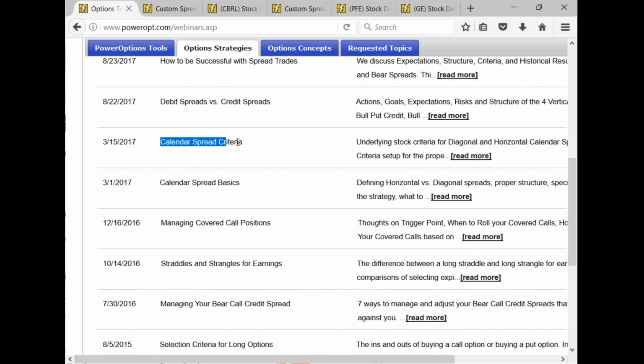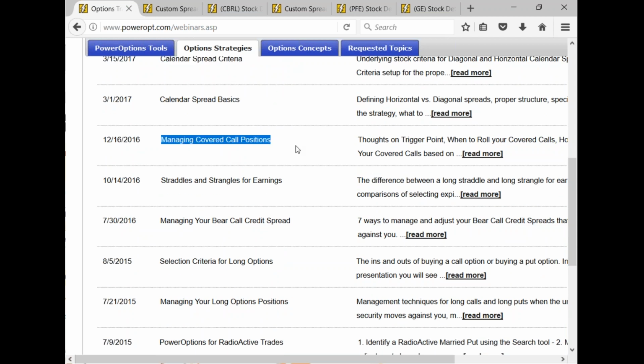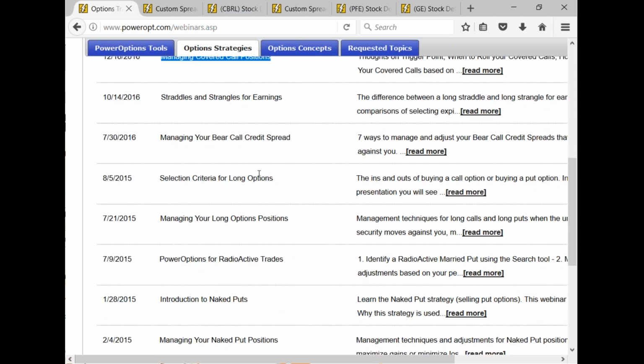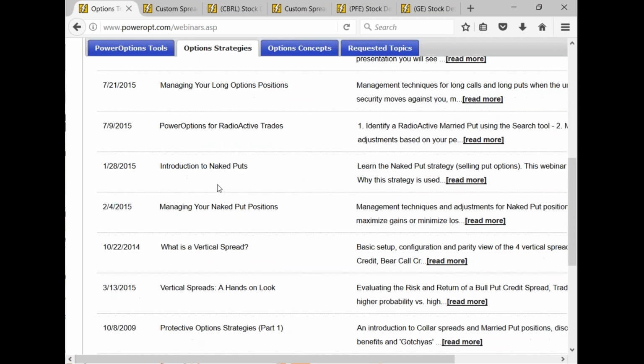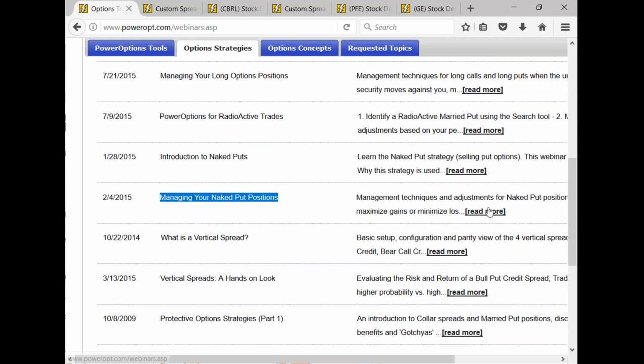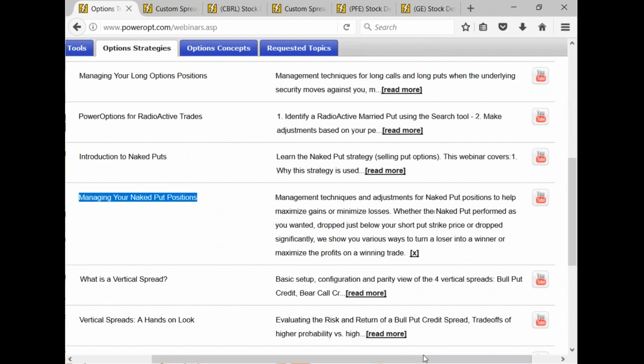For Roy, we discuss here the calendar spread basics, which you're a little bit beyond because you're doing a specific calendar spread screen. But the calendar spread criteria are discussing the criteria we like to use for our calendar spreads, but it'll show you using the Power Options tools to help you get more familiar with setting up the different structures for calendar spreads. Further down, you've got webinars on management of certain strategies, straddles and strangles. But what you're going to want, Rajiv, is managing your naked put positions. We talk about management techniques and adjustments for naked put positions to help maximize gains or minimize losses.